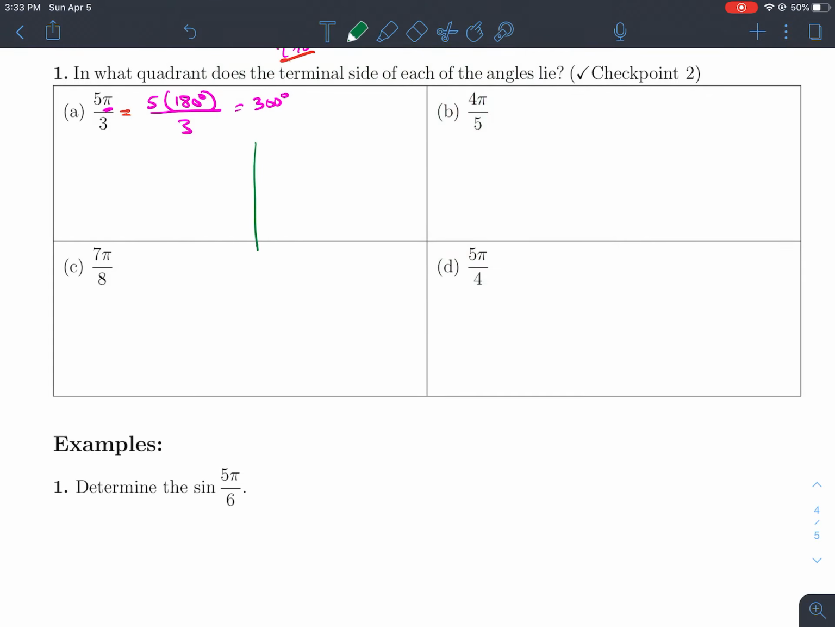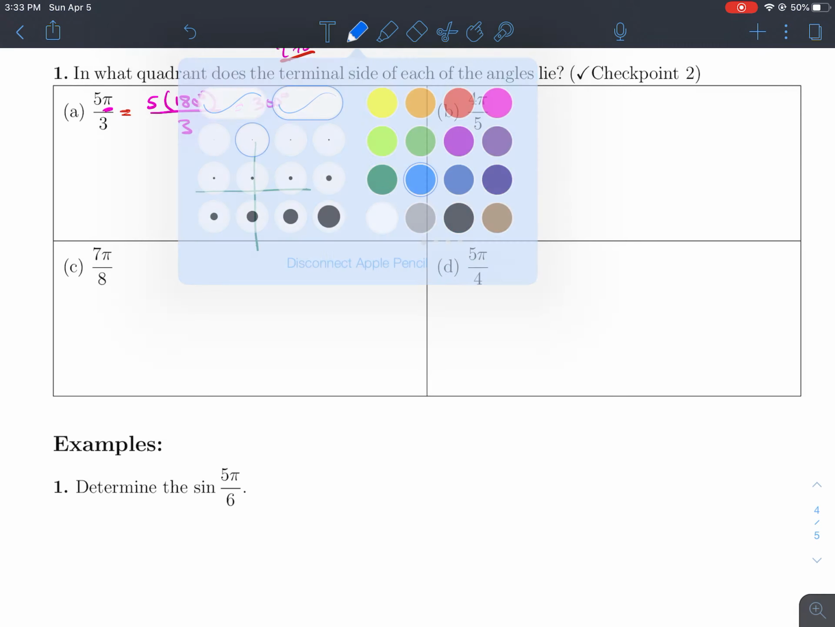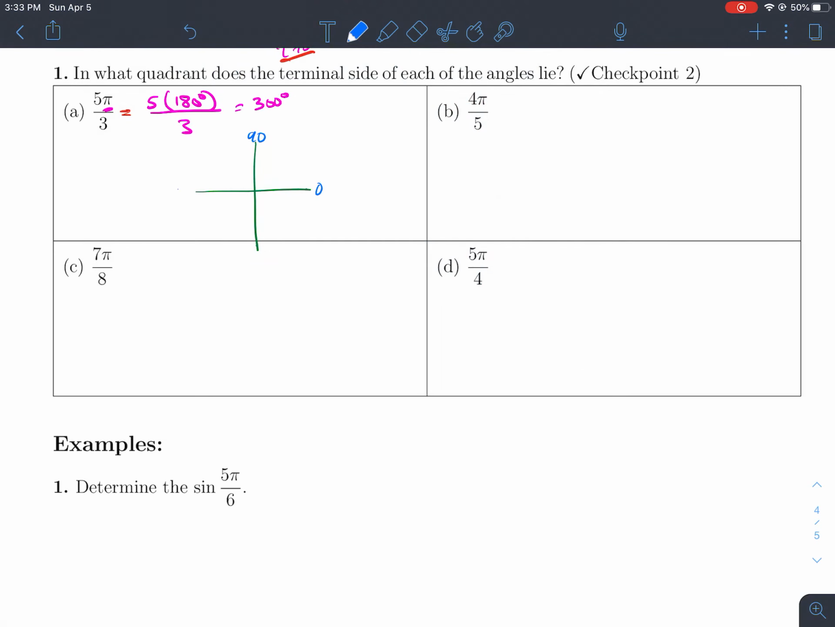So if we were to graph it, this would be 0, 90, 180, 270. So 300 degrees, 360 degrees. 300 degrees is going to be somewhere in between these two.